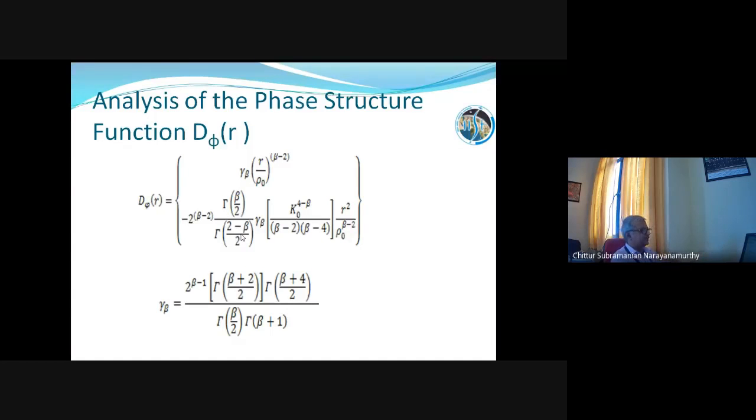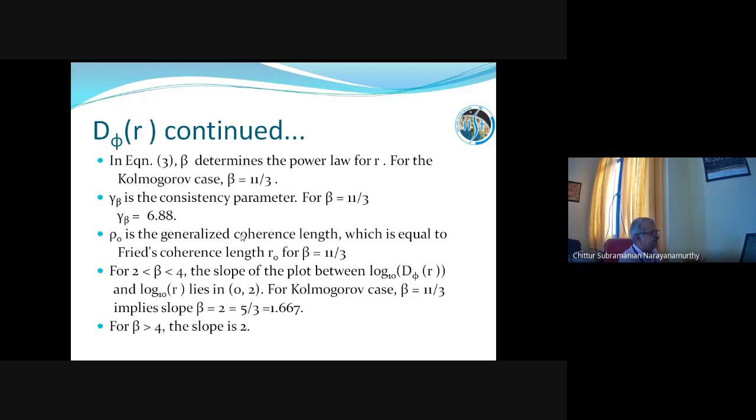This phase structure function can be found using this formula. I don't want to go into detail about these mathematical formulas. We can measure this from the radius, and we can also determine the lower power for the Kolmogorov case, and find the consistency parameter from all these values. Coherent results we can calculate using this turbulence, and we can also find various values of the Kolmogorov slope, V2 and so on.